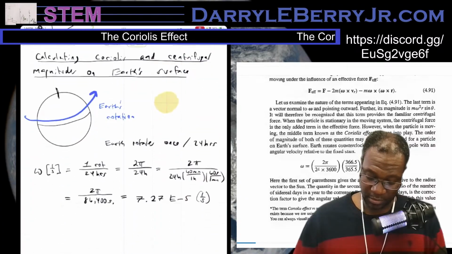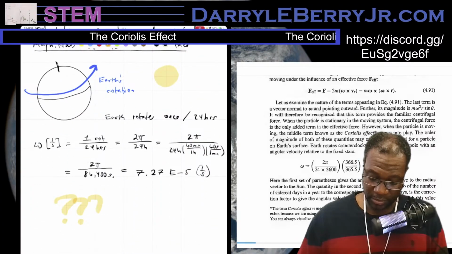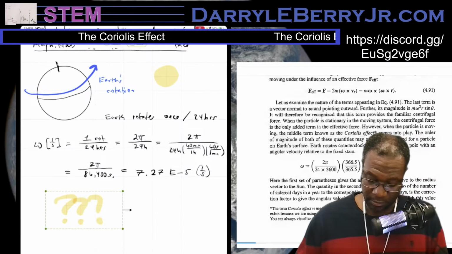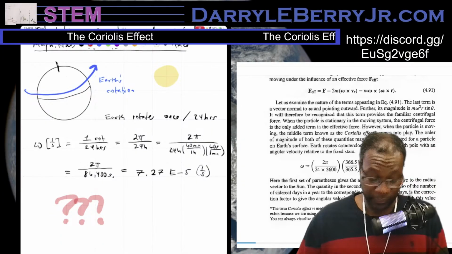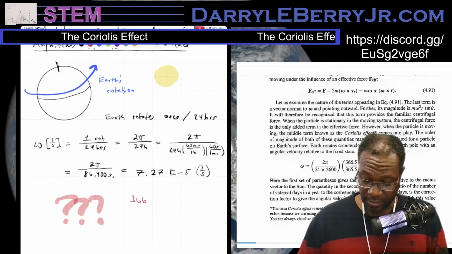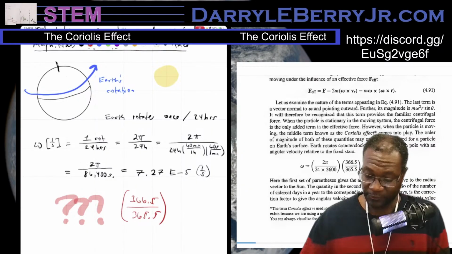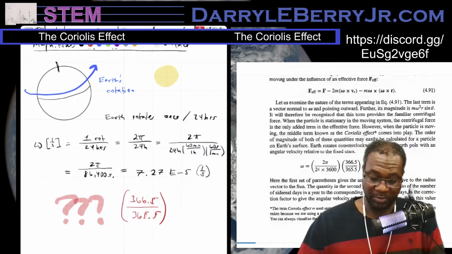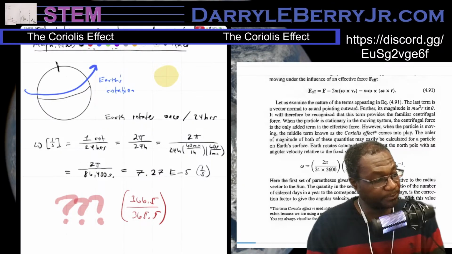I'll put a question there. We have 366.5 divided by 365.5. I'm sure it has to do with the fact that the Earth has to spin a bit more to catch up to the original spot, but I'll get more details on it.